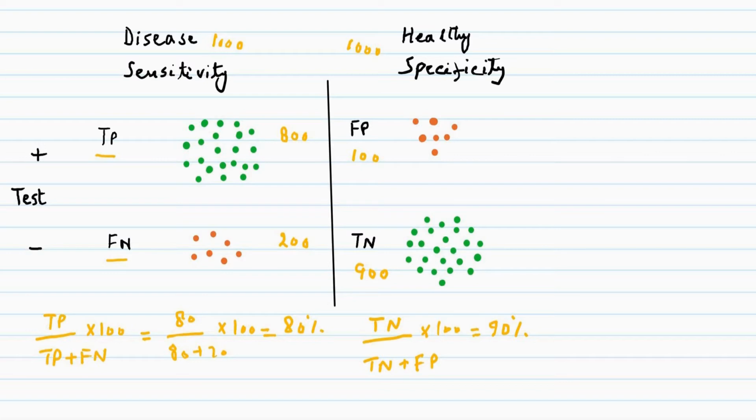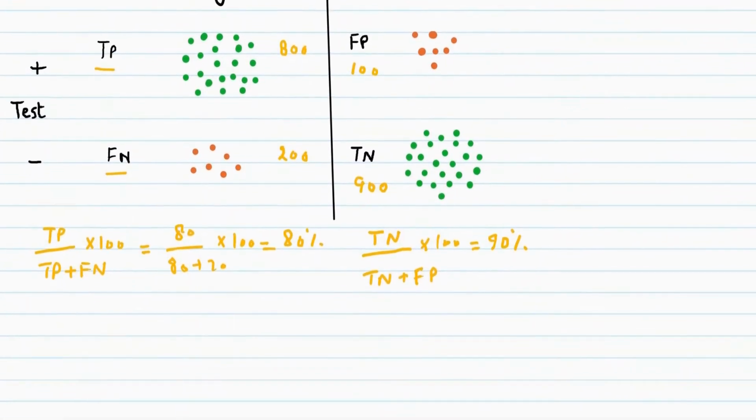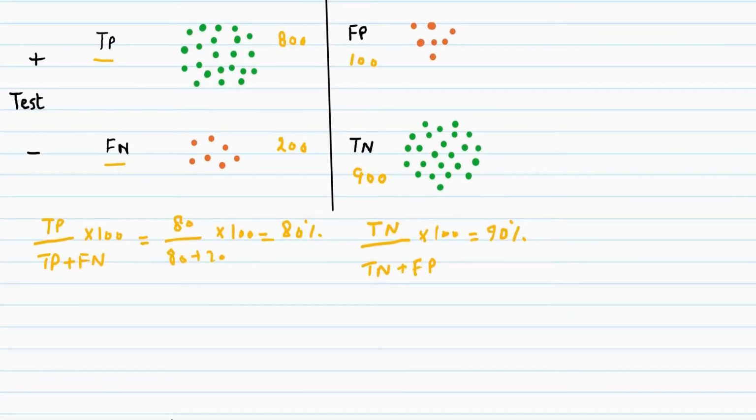Up to now, in our discussion, we knew which people have disease and which people are healthy. Suppose now we want to apply this test in a clinical setting. In that case, we'll not be aware whether a person has disease or is healthy, and we want to use this test. When we apply this test in a clinical setting, there will be two possibilities. Either the test result will be positive or the test result will be negative.